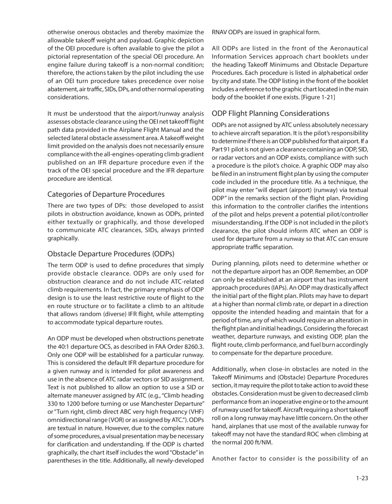All ODPs are listed in the front of the Aeronautical Information Services approach chart booklets under the heading Takeoff Minimums and Obstacle Departure Procedures. Each procedure is listed in alphabetical order by city and state. The ODP listing in the front of the booklet includes a reference to the graphic chart located in the main body of the booklet if one exists.